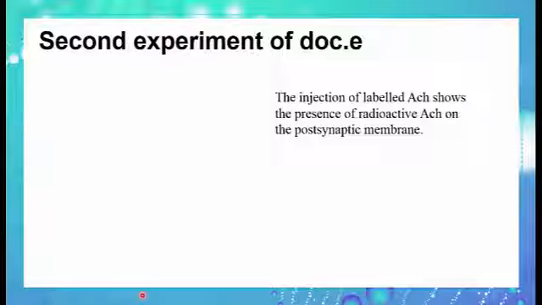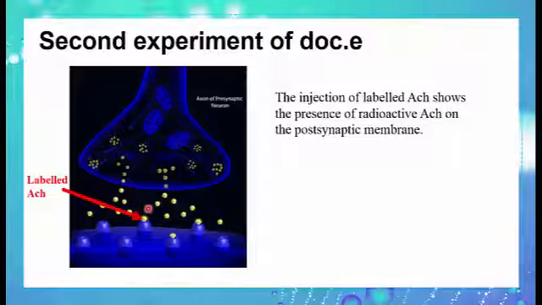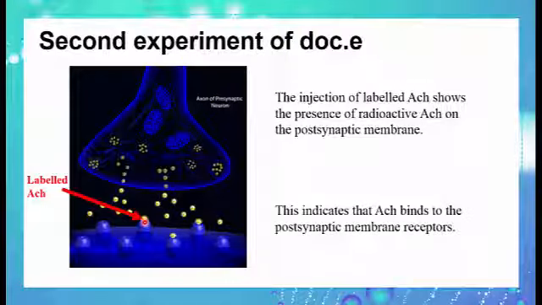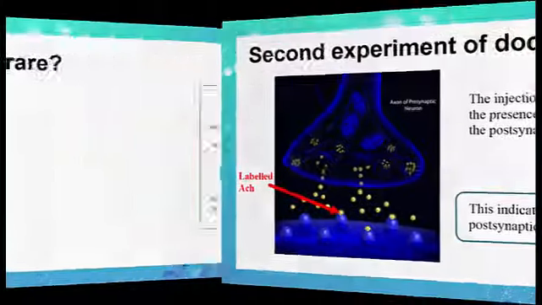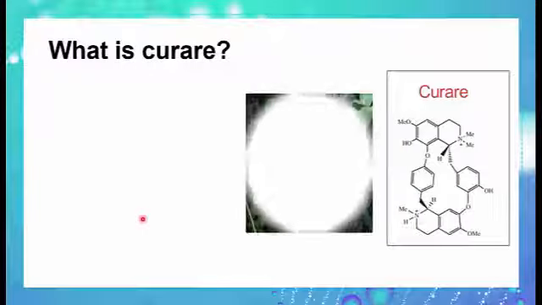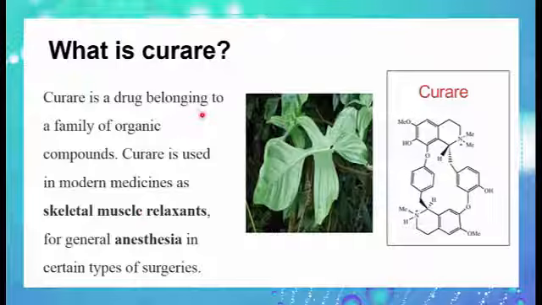The second experiment, the injection of labeled acetylcholine shows the presence of radioactive acetylcholine on the postsynaptic membrane. So, when we inject acetylcholine here, which is labeled, we see the radioactivity here on the postsynaptic membrane, which means that the acetylcholine binds to the postsynaptic membrane receptors. Now, what is curare? It is a drug belonging to a family of organic compounds. It is used in modern medicines as skeletal muscle relaxants for general anesthesia and certain types of surgery.